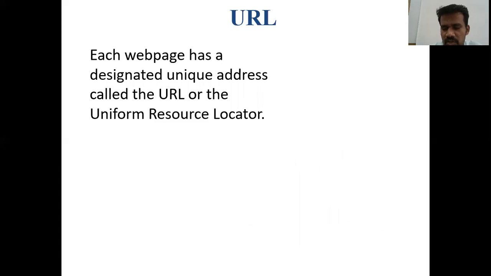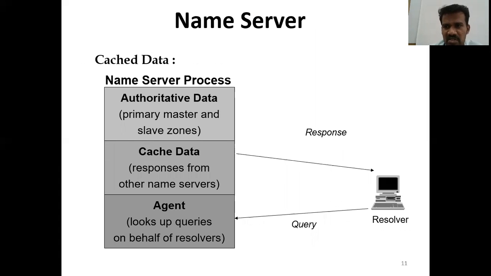The resolver will store the information of the IP addresses which have been referred to the authoritative data, that is, the primary master and the slave zone. It stores all the information in the resolver. The next time anybody tries to access that address, the internet service provider directly provides the IP address of that particular domain.